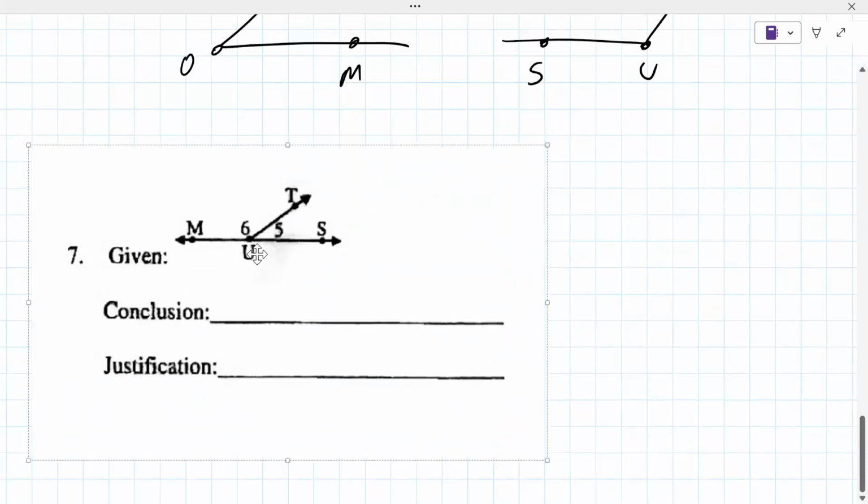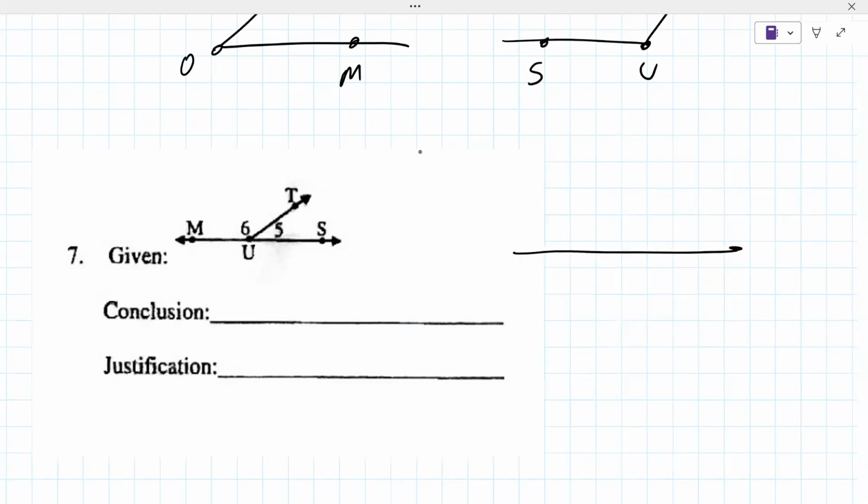Given this, it's clear they want you to say something about angle 6 and angle 5. You're not really given what you should be given here. You'd be told that MS is a line. We're supposed to presume that this is a line, which means it's a straight angle, which means it's 180 degrees. So you can say that angle 6 and angle 5 make a linear pair. That would be one way to go.